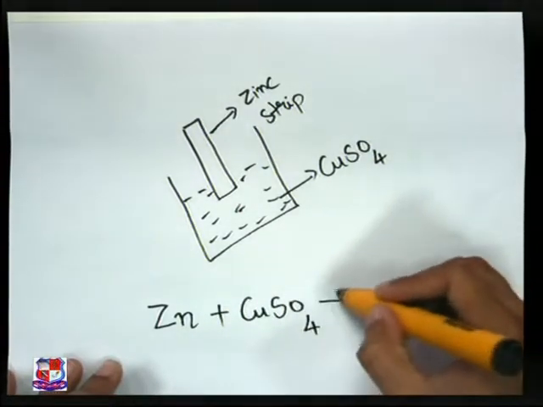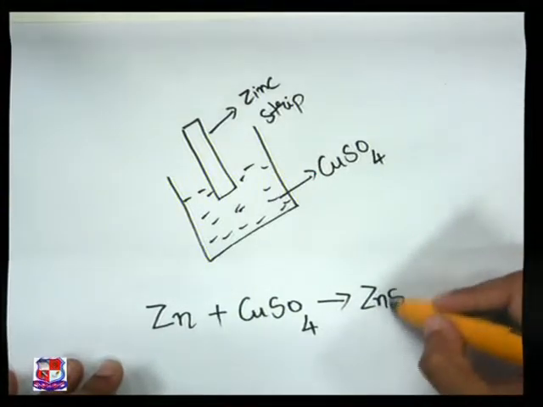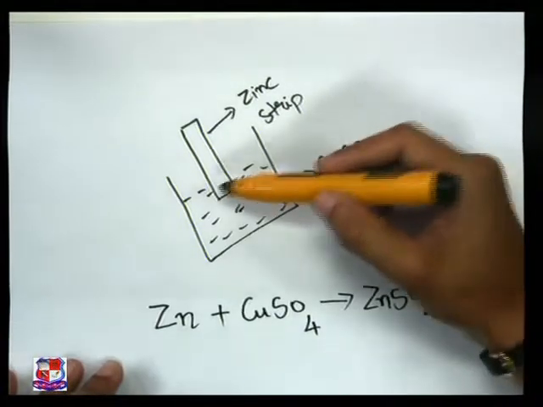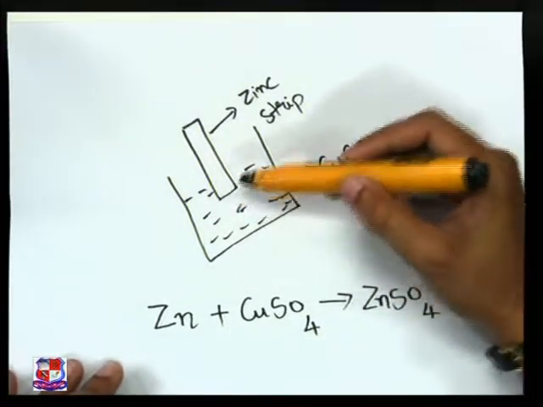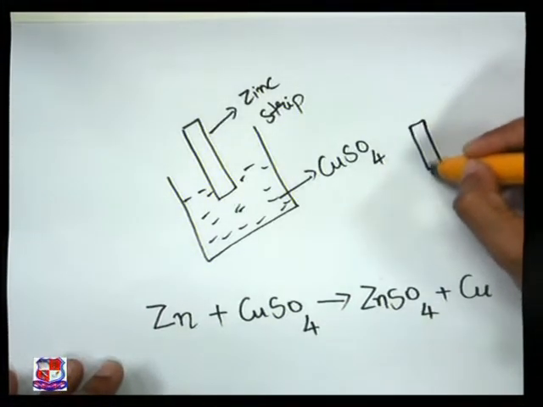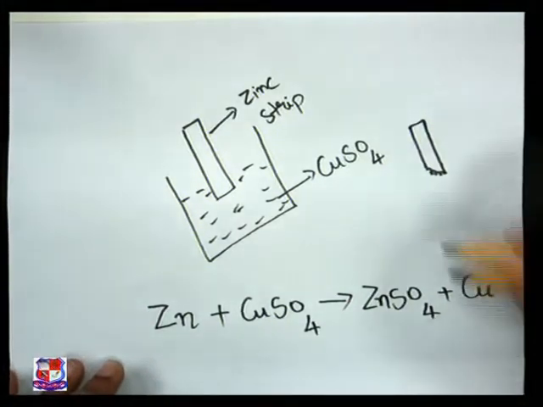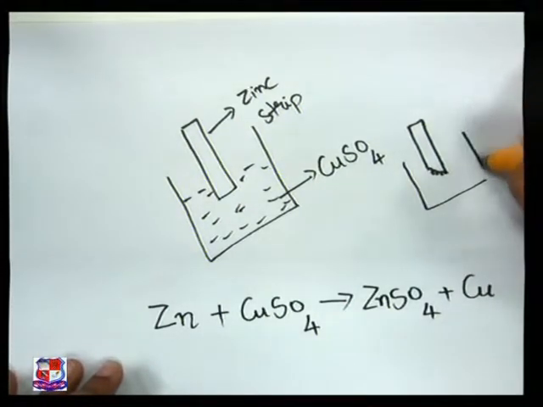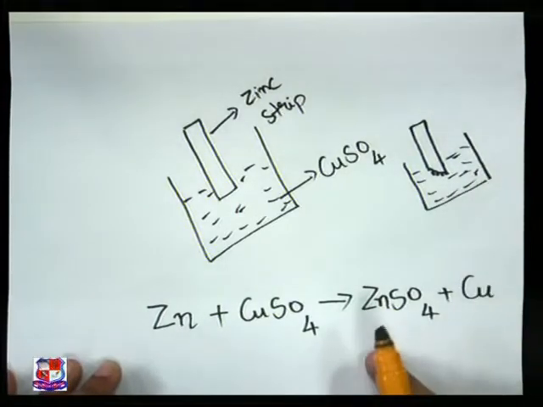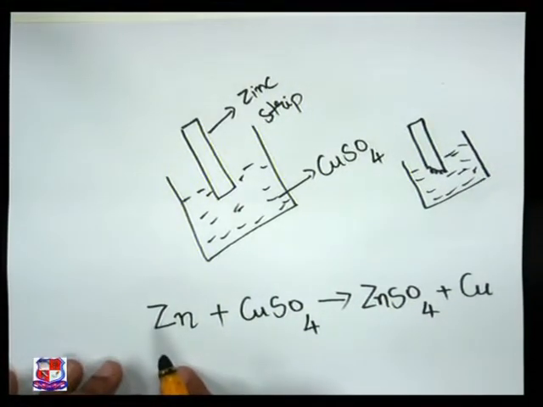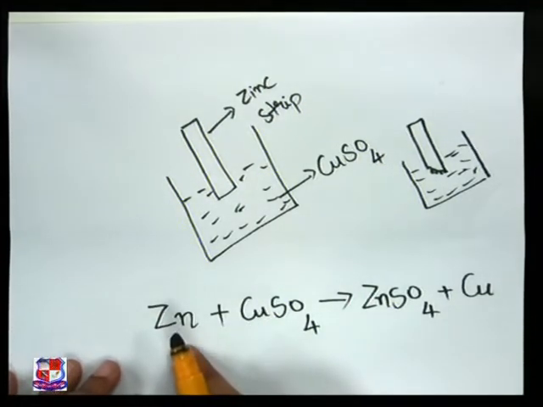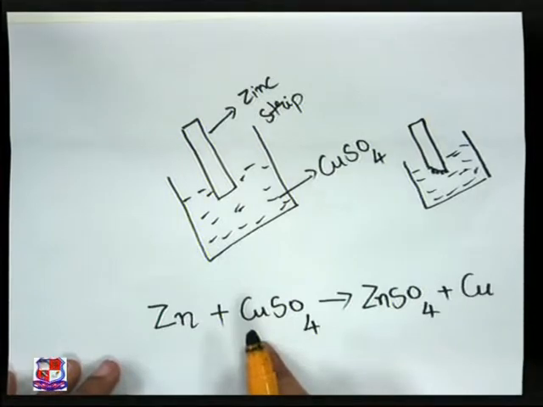So basically it is going to form ZnSO4 plus copper. And that is why after some time this strip will get corroded, and you will get a strip structure something like this, because there is a corrosion process occurring in the beaker due to the transfer of cations. This one has to be remembered. The reaction below shows that zinc is replacing the copper ions in the solution. So it means zinc is undergoing oxidation and copper is undergoing reduction.